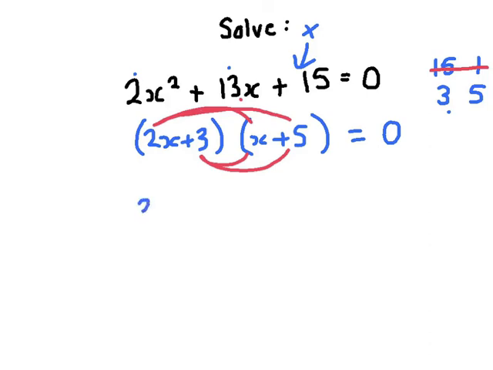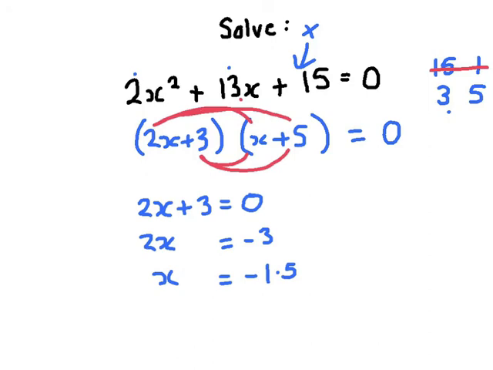So let's just go over and solve it. 2x plus 3 equals 0. In order for this bracket to be 0, x would have to be, well, 2x equals minus 3, so x equals minus 1.5, or minus 3 over 2. Or the other bracket would have to be 0, in which case x plus 5 would be 0, so x would have to be minus 5.